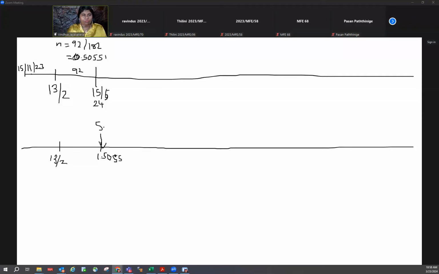Of 5.5. My second cash flow occurs 1.5055 plus another period, so 2.5055 periods away. This is my second cash flow. Like this, I will keep on getting coupons, and my last cash flow will occur 12.5055 periods away. That's where I get my coupon plus face value.